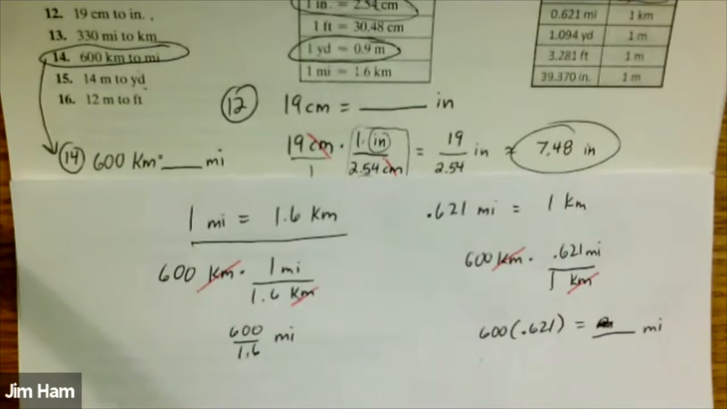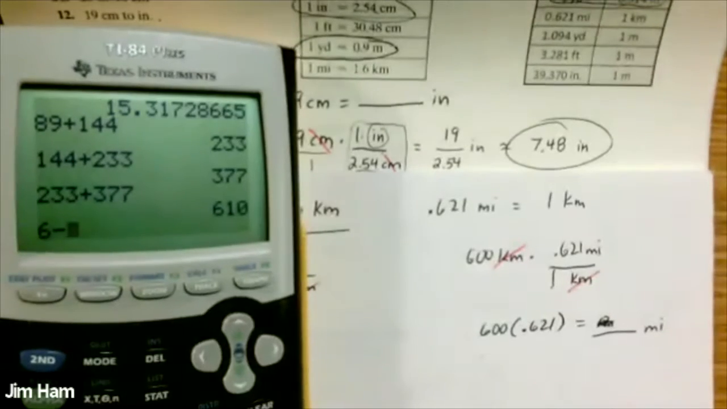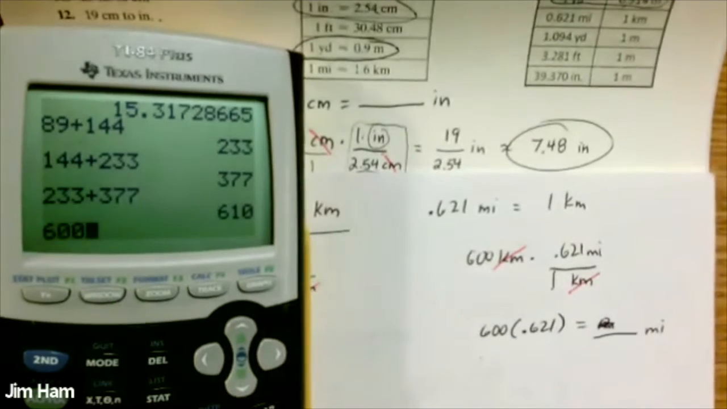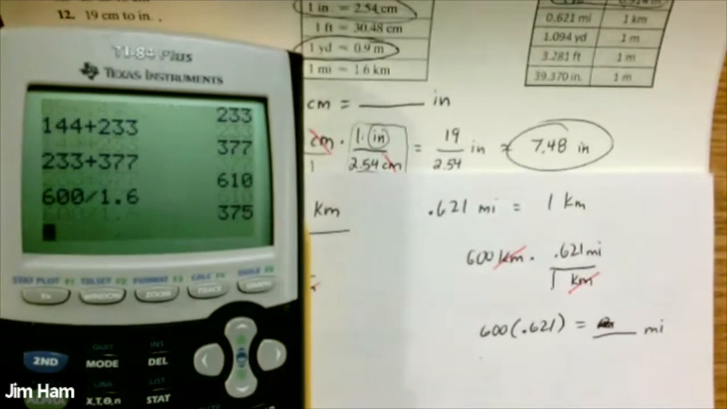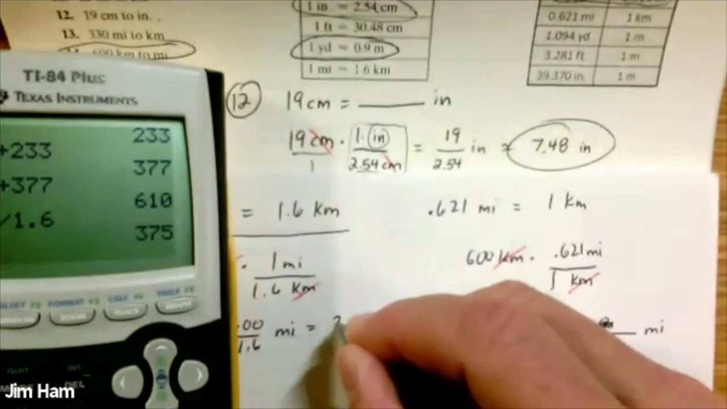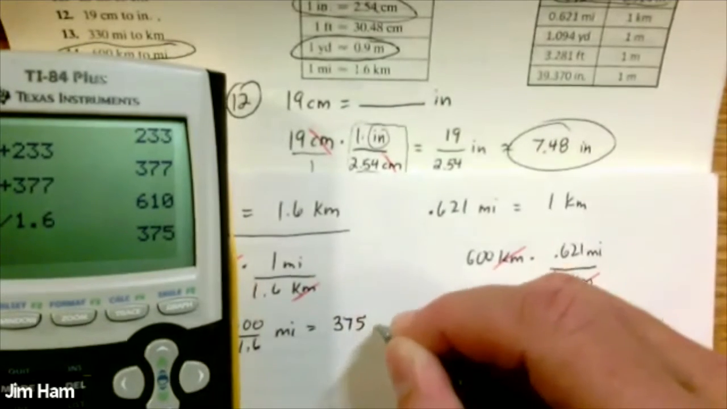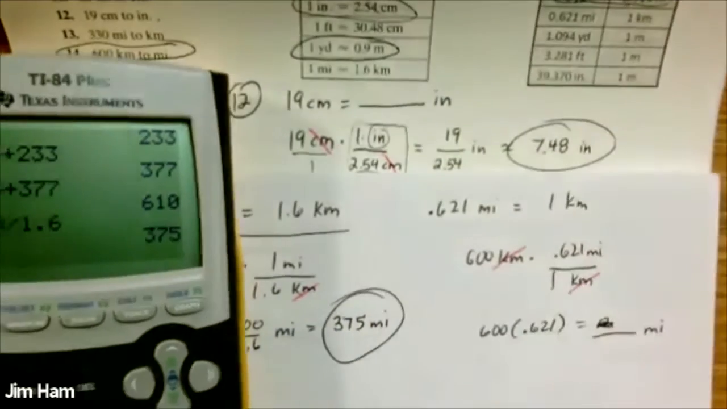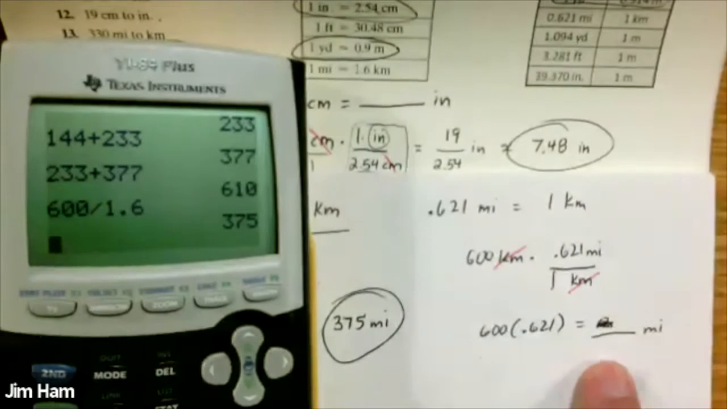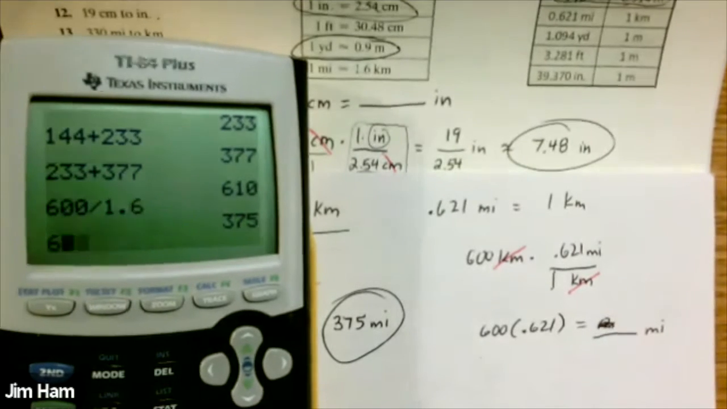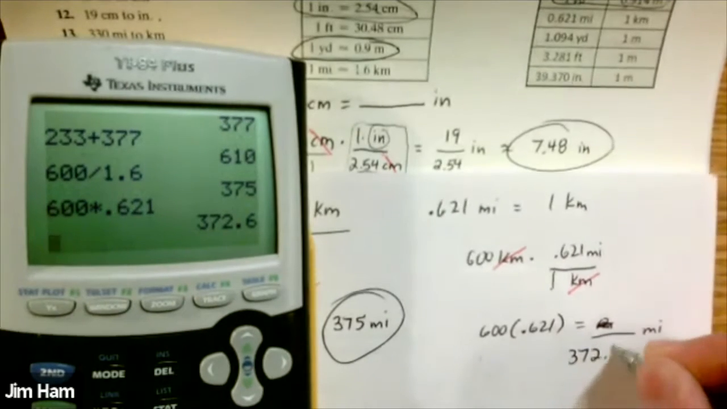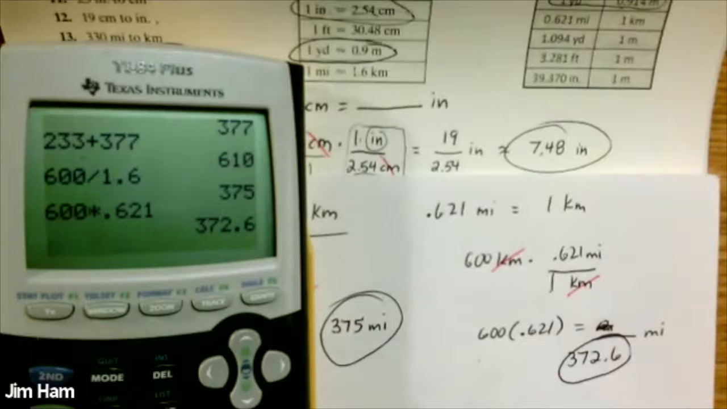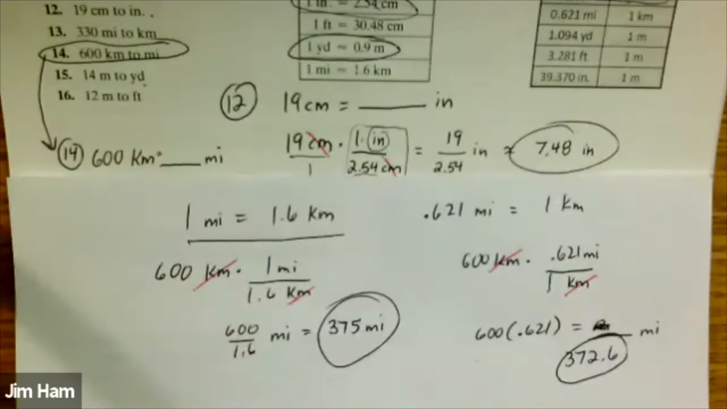So let's see how close they are. In the first one, we have to take 600 and divide by 1.6. And some of you got 375, so that would be a good answer. And then maybe others used this one here and came up with 372.6. So there's another correct answer. And there's some other answers in there that could also be equally correct.